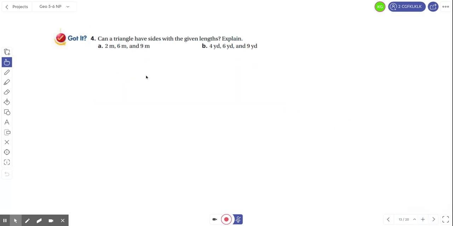All right. Here, oh, look at that. They still have the longest side as the last one. That's not necessarily going to be that way on the test. So be careful with that. But go ahead and try these. Can these side lengths make triangles? And then I think we have one more thing we're going to look at, and then we'll have some practice problems. All right, good luck.